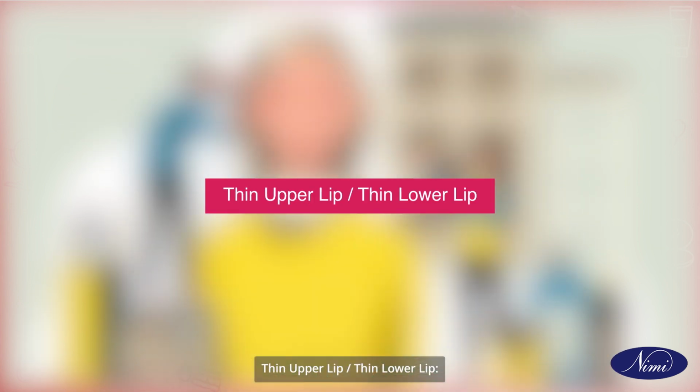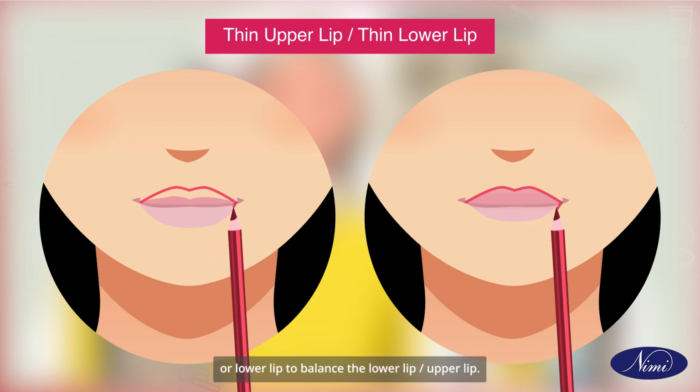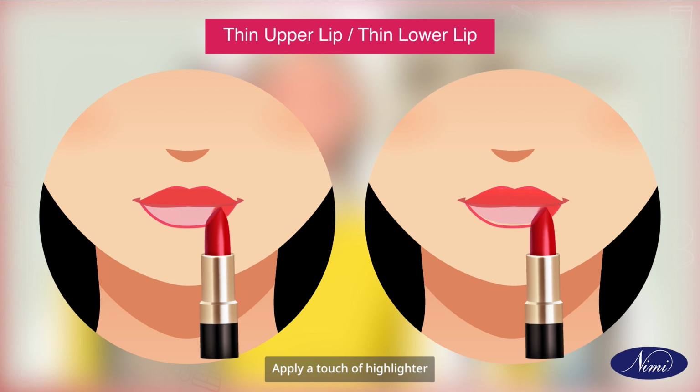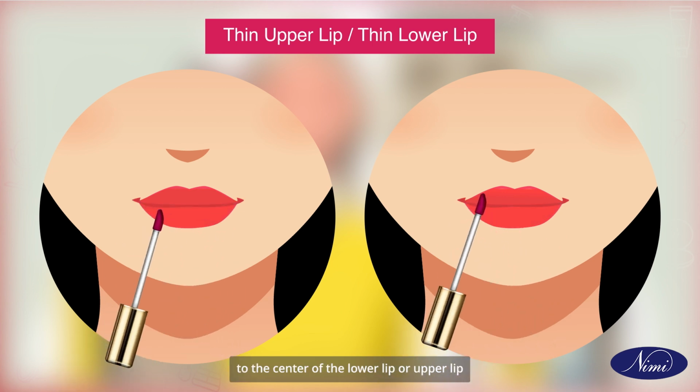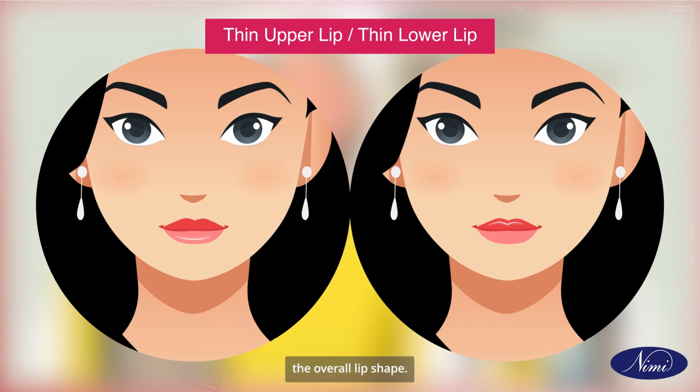Thin upper lip or thin lower lip. Use lip color to build the curve of the upper lip or lower lip to balance the lower lip or upper lip. Apply a touch of highlighter to the center of the lower lip or upper lip to draw attention downward and balance the overall lip shape.